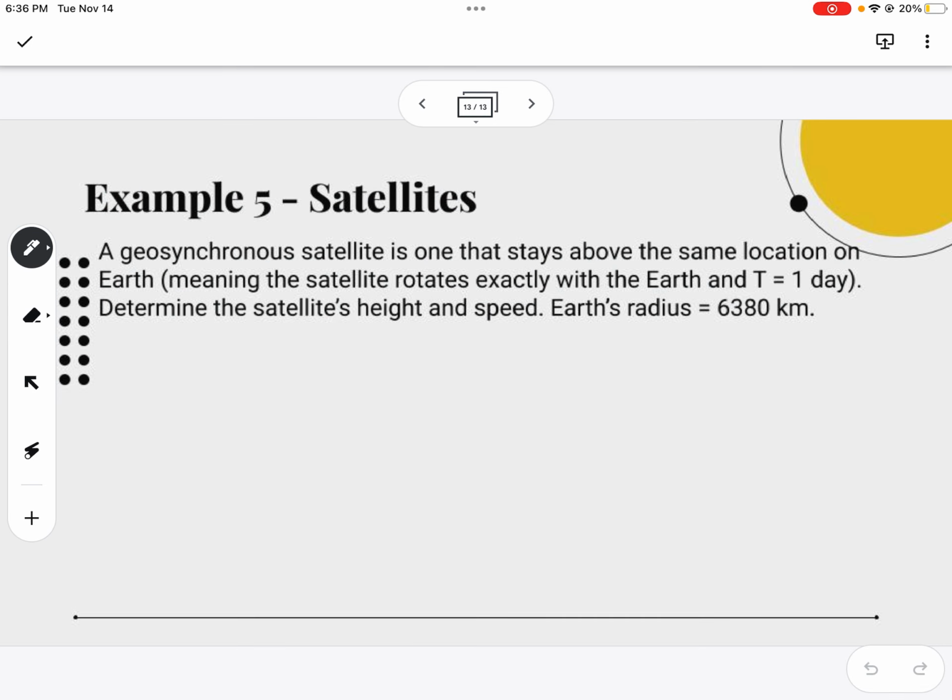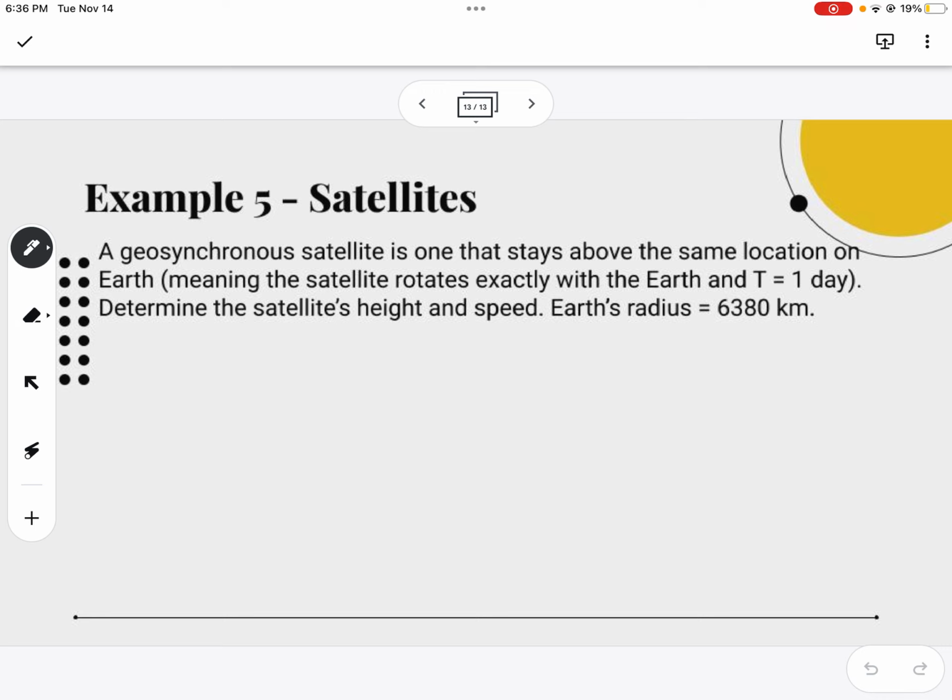So here's an example that we could do with this. A geosynchronous satellite, which is just a special type of satellite, is one that stays above the same location on Earth, meaning the satellite rotates exactly with the Earth, and T is going to equal 1 day. Determine the satellite's height and speed.